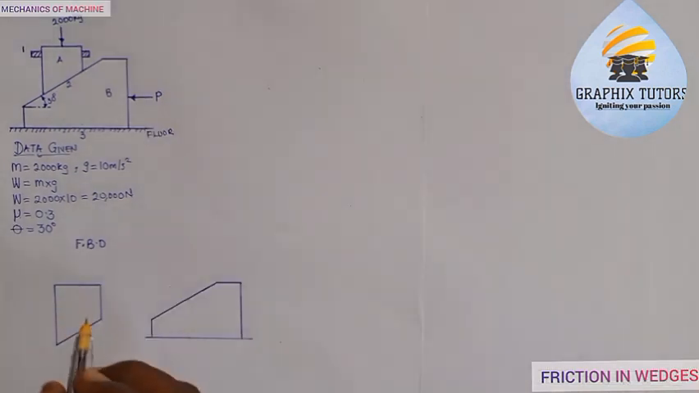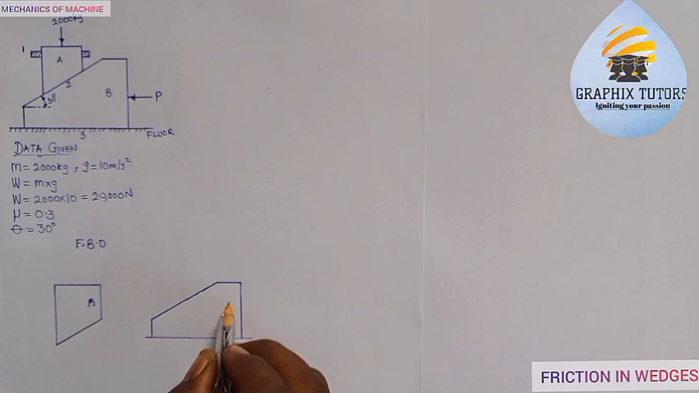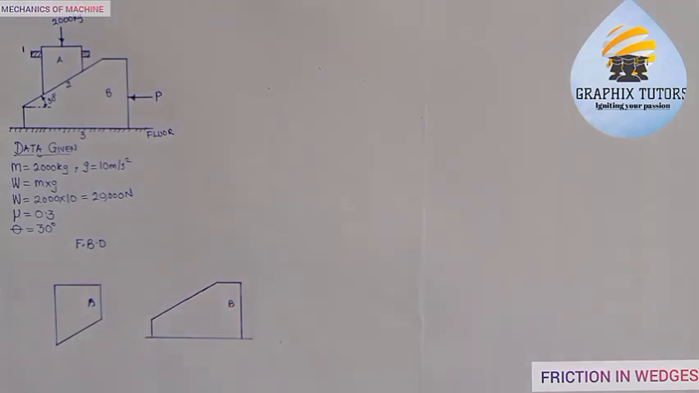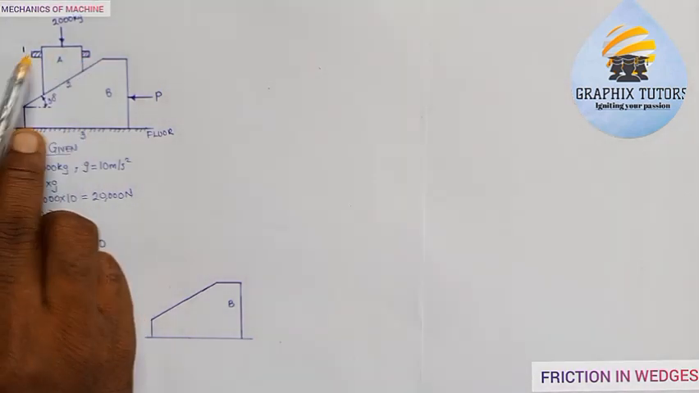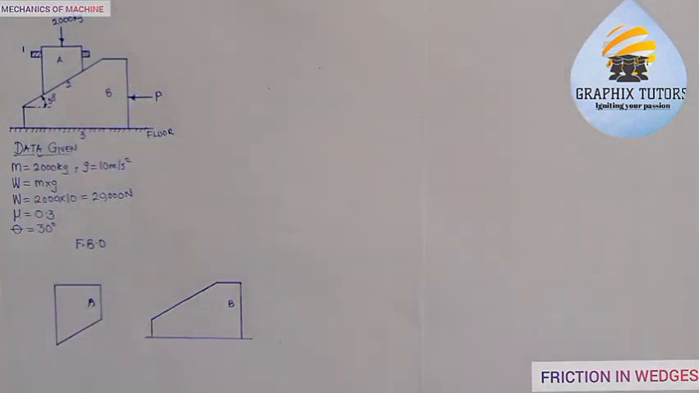Now, this is my wedge B, right? I mean, this is my wedge A, and this is my wedge B. So I split them. Don't forget, the contact surfaces are 1, 2, and 3. Now we need to draw all the forces acting on wedge A and B.